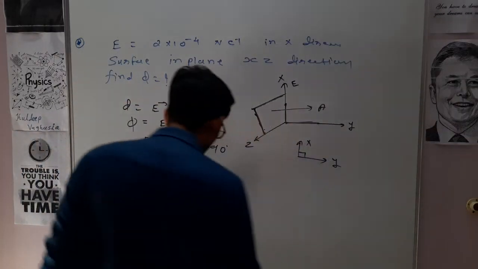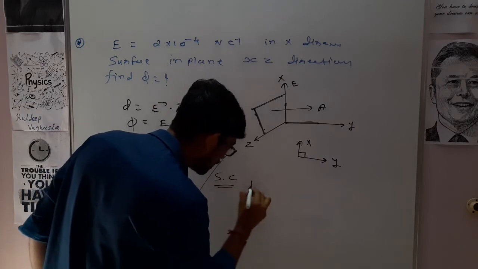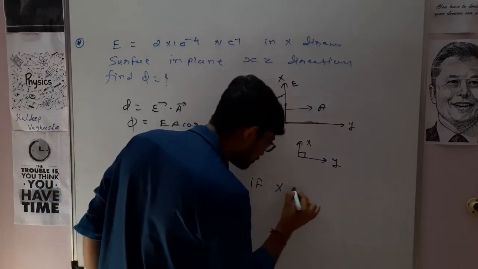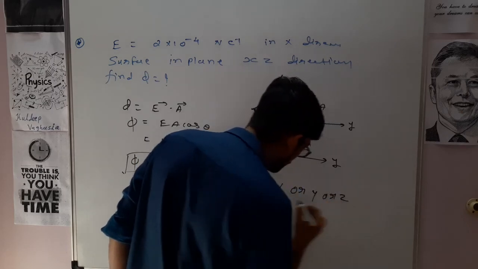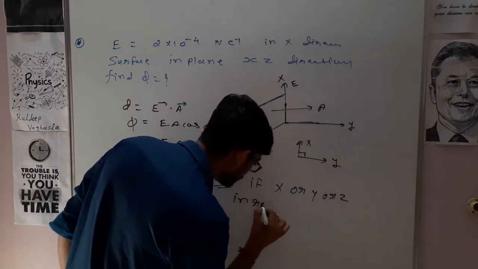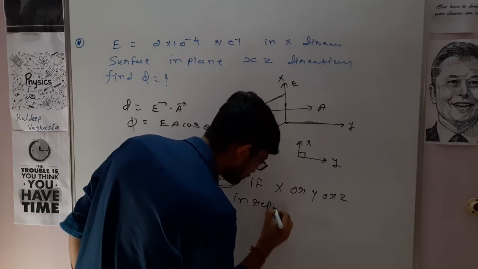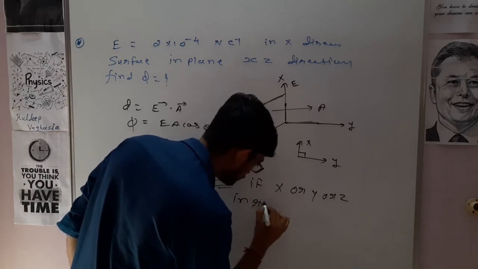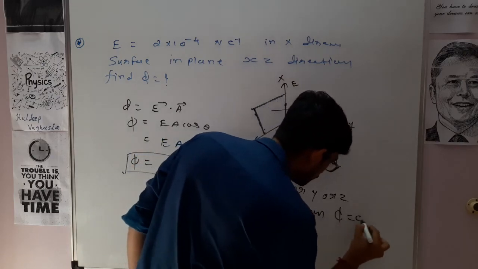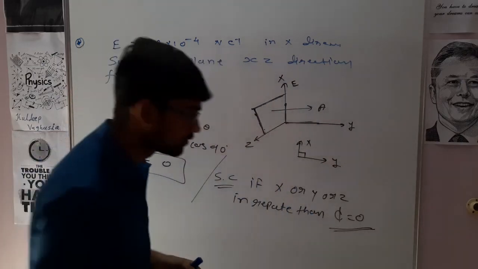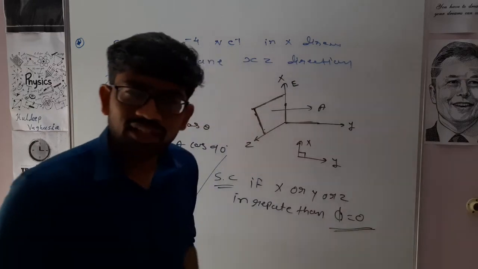There is a shortcut to remember: if x or y or z is repeated, then flux is 0.